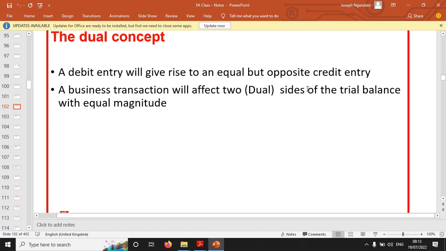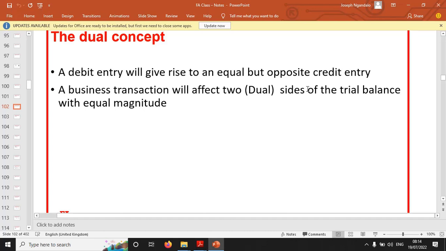The dual concept states that assets and liabilities must be preserved, that the value of assets will be equal to the value of liabilities at any given point in time. Are you able to see clearly? Right, so the debits will be equal to the credits. And of course, the debit entry will give rise to an equal but opposite credit entry.